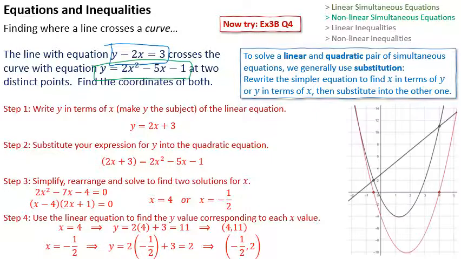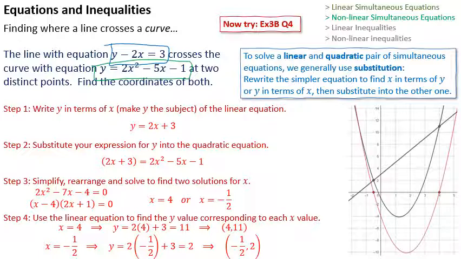But just before you move on to that, have a quick look at this graph. I want to talk briefly about what the weird red graph is that I've included. The two black graphs are the curve and the line that we were interested in finding crossing points for. And you can see the coordinates if you look closely. 4, 11 is the first one we found, and -1/2, 2 is the second one.